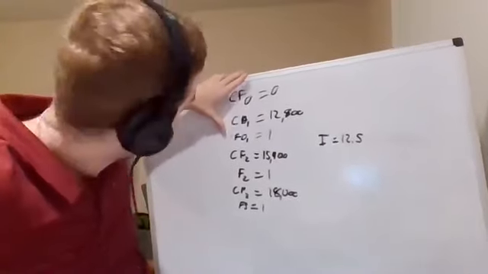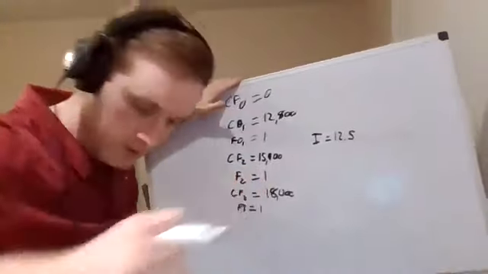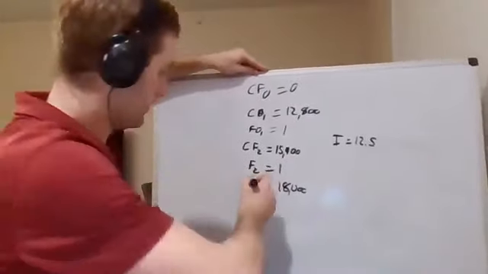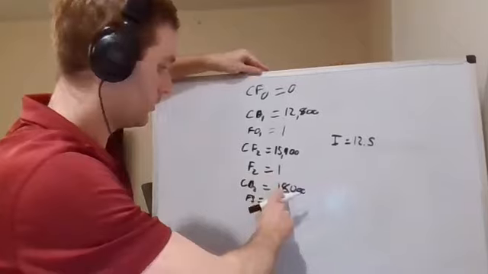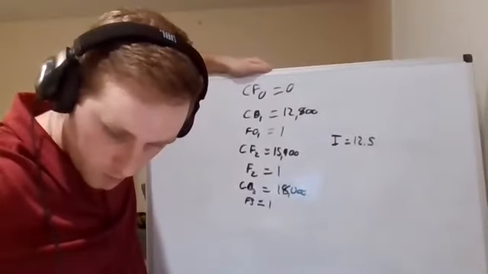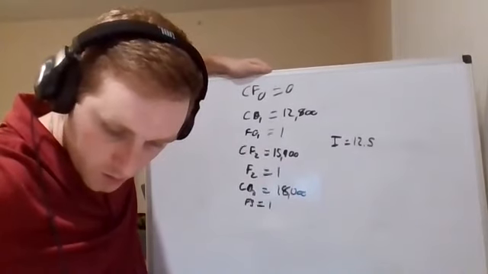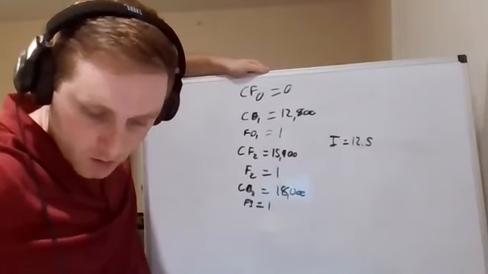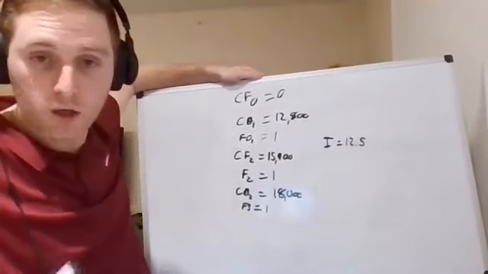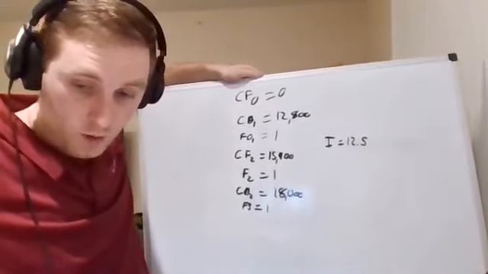Enter down. Again, that brings us to the F02. It's going to stay 1. Enter down. The C03, the cash flow 3, is going to be 18,000. Enter down. 1, hit enter, go down, and we're on C04. We don't have a C04, right?